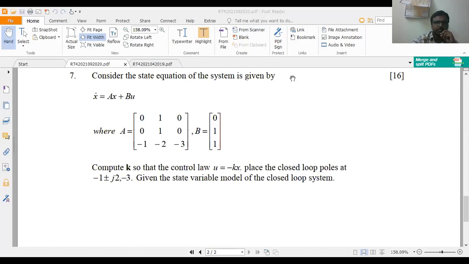try to concentrate more on unit number 5 and unit number 4 and unit number 6. Why? Because regarding unit number 4, you have only 2 topics. One is the stability criteria, that is, regarding the bilinear transformation and Jury stability test. And regarding unit number 6, which I have discussed.